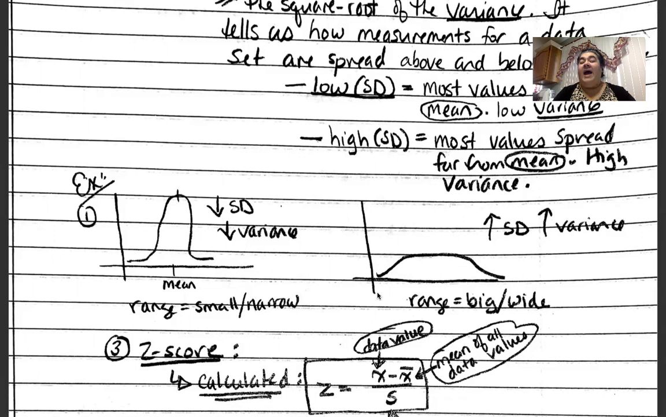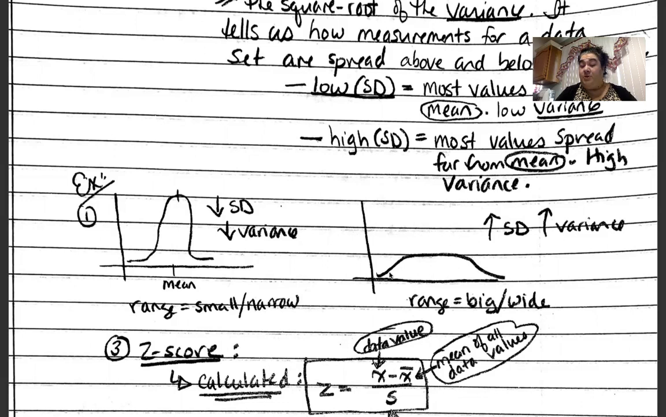If we have a large variance, okay, and we have a large standard deviation, then if this is our mean, you can see that our data points are very spread out. We have a big, wide range, and that means that we have a large dispersion of data, okay?